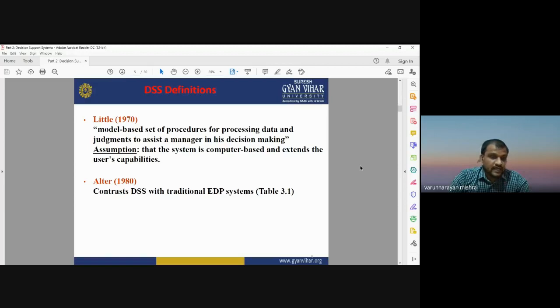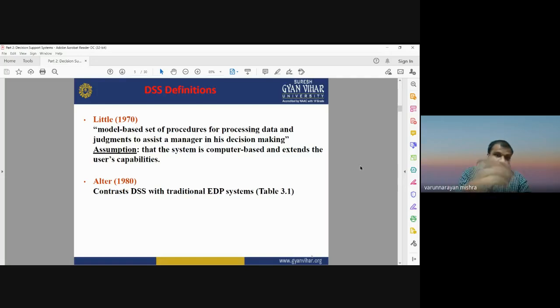So in 1970, the author named Little defined decision support system as a model-based set of procedures for processing the data and the judgment to a system manager in his decision making. Okay. So if you are getting some confusion in taking any decision, if you have a large number of data sets, but you are not able to take any decision, so in that case, it's a kind of model based procedure. It's a kind of system that assists you, that helps you to take any decision.